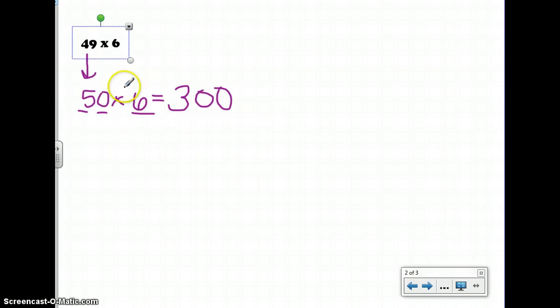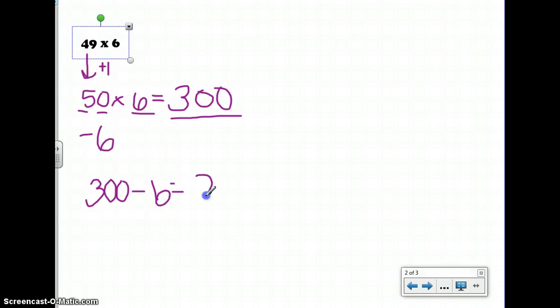So I did 50 groups of 6. I only needed 49 groups of 6. So now I'm going to have to subtract 6 because I added on one group of 6. So since there was an extra group of 6 in this answer, I've got to subtract my one group of 6 in order to get to my actual answer. So then I'm going to solve 300 minus one group of 6, which would give me 294.